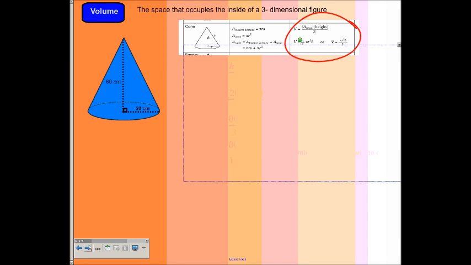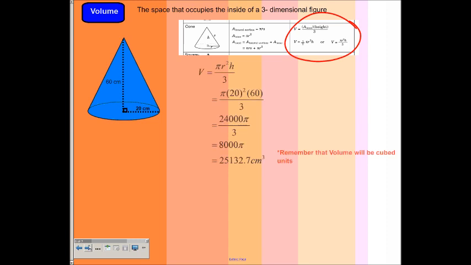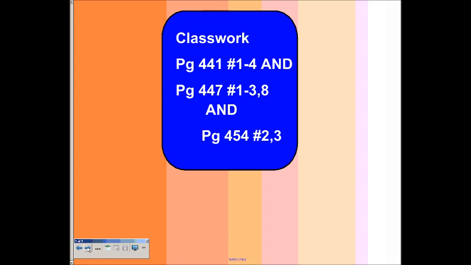So if we take a look at the solution, we can just input the values that were given. The radius is 20 centimeters, the height is 60 centimeters. Inputting it into our equation, we end up getting our volume of 25,132.7 centimeters cubed. Again, remember, for volume, your units are centimeters cubed.